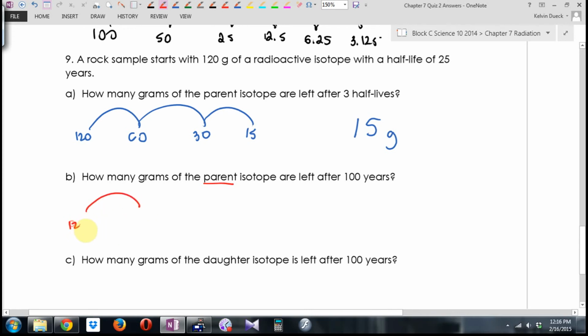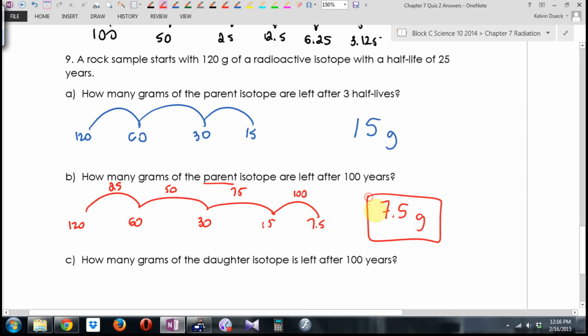We're starting off with 120. There is 25 years, 1 half-life. 50 years. Oh, sorry, I can't do math, Mr. Dueck. That's terrible. 60. 30. 75 years. 15. 100 years. You know what? 7.5 grams of the parent are left.